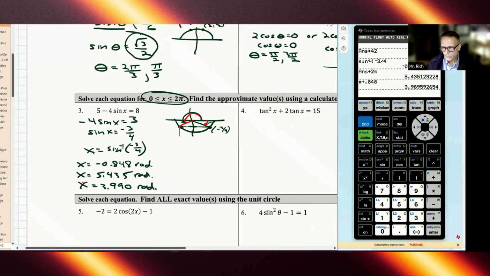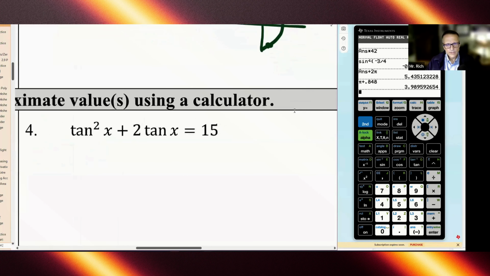All right. I hope that was helpful. Let's do one more of those. We have a tangent squared and a tangent. So it looks like this is going to be another one that we'd be factoring. Well, no, let me show you that we have not done one like this. But this does look like a quadratic.